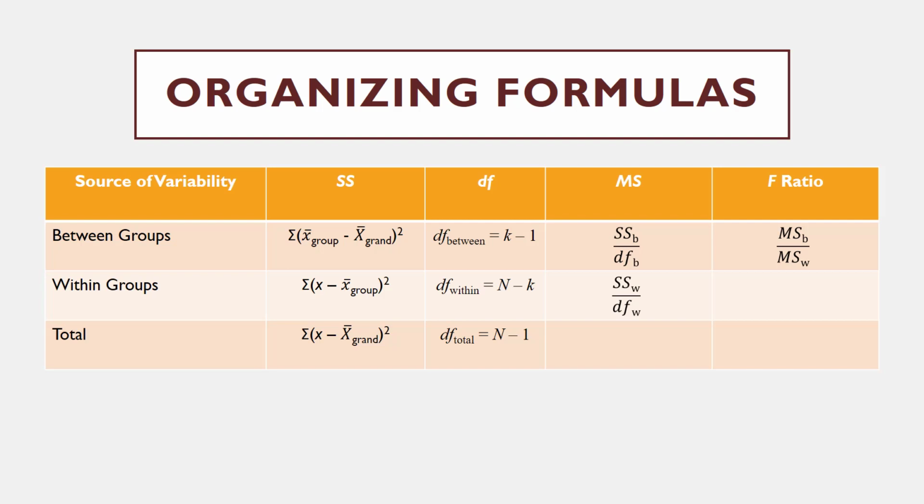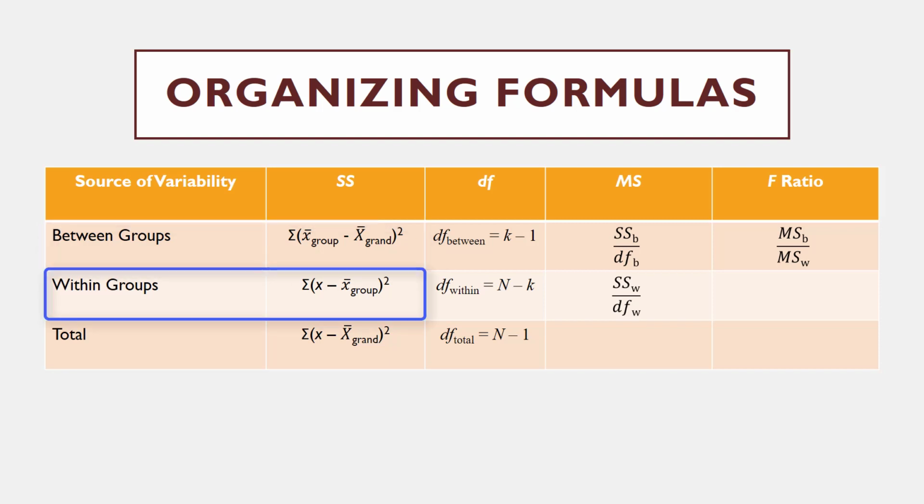These are a lot of formulas. I don't deny it. To help you understand them, you can see that these are now organized. So we have our three types of sum of squares. We have the sources of variability in the far left. So we have the between group, which is how far is an individual's group mean from the grand mean, and then we square it and add them all together for each individual.